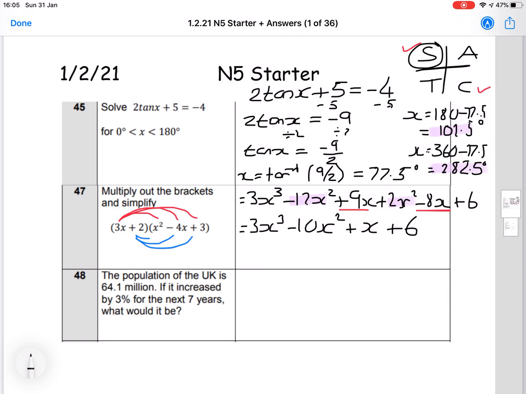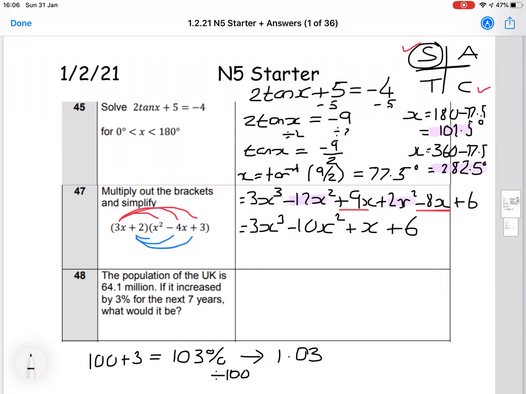The last question is a compound interest style question. So we have here a population of 64.1 million, increasing 3% for the next 7 years. So it's a repeated increase, the same percentage every year. That's how you know it's a compound interest question. So first thing you need to do is get your multiplier. We always start with 100%, and here we're increasing by 3. So that's giving us 103% each year, with the increase included. As a decimal, we would divide that by 100. So that would give us 1.03.